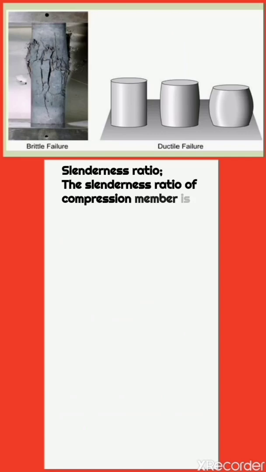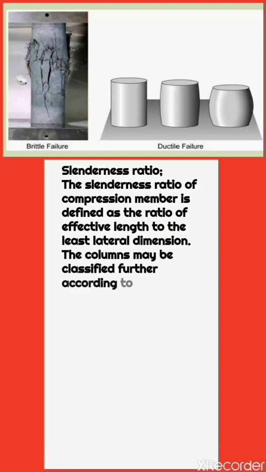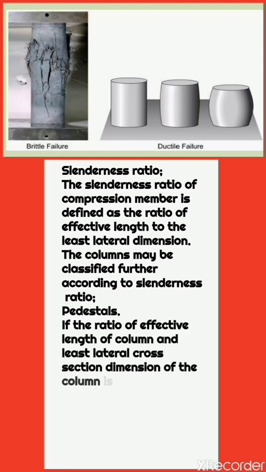Slenderness ratio. The slenderness ratio of a compression member is defined as the ratio of effective length to the least lateral dimension. The columns may be classified further according to slenderness ratio.